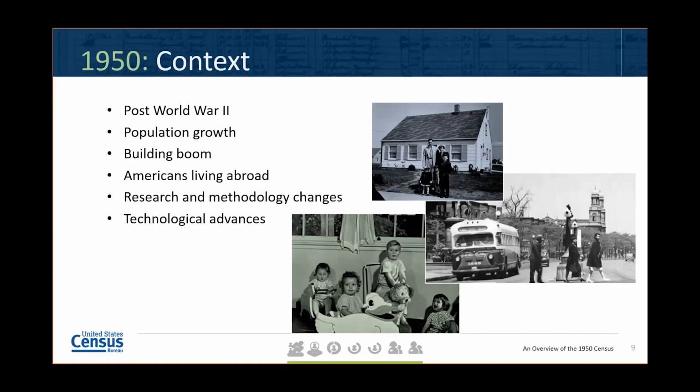And also for the first time, we had a large number of Americans living overseas, military families and federal workers, particularly in Germany and Japan. In addition, statistical sampling, which had been experimented with in the 1940 census, now became a more exact science. It can be used to collect a wider variety of data without imposing an undue burden on the respondent or an undue cost on the government. Finally, the country, the world, was moving into the computer age.